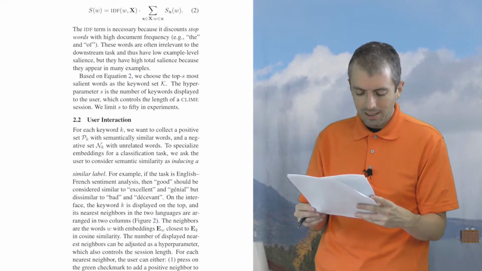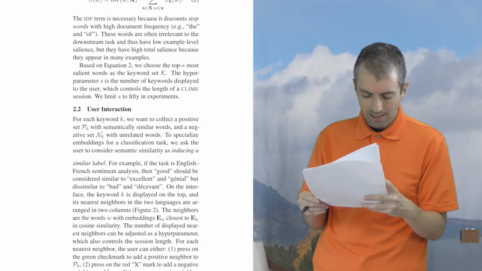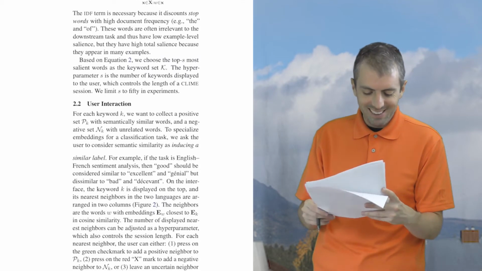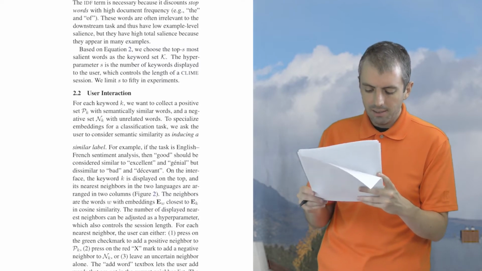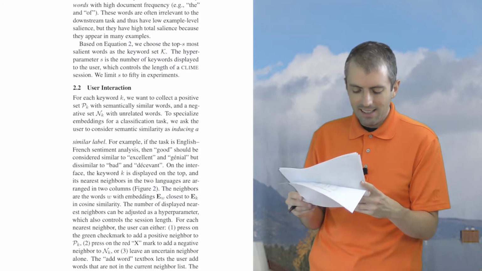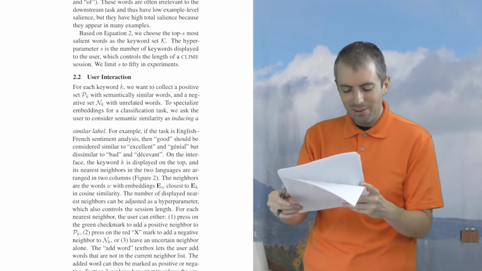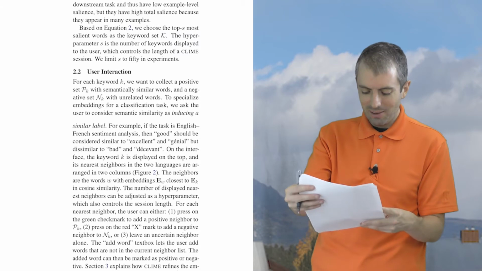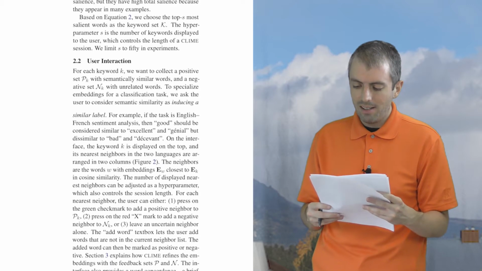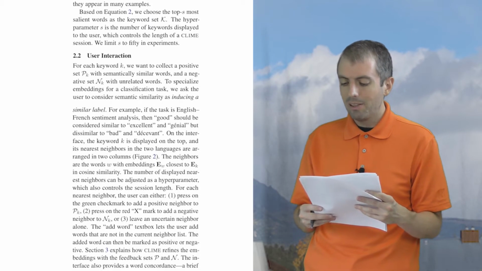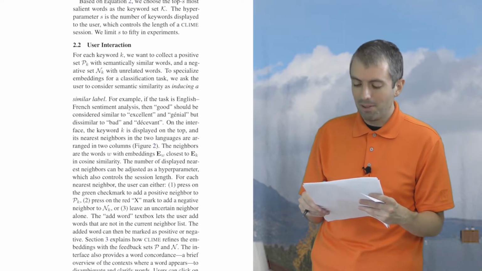To specialize embeddings for a classification task, we ask the user to consider semantic similarity as inducing a similar label. For example, if the task is English-French sentiment analysis, then good should be considered similar to excellent and génial, but dissimilar to bad and décevant. On the interface, keyword K is displayed with its nearest neighbors in the two languages, arranged in two columns, figure 2. The neighbors are the words W with embeddings E of W closer to E of K in cosine similarity. The number of displayed nearest neighbors can be adjusted as hyperparameters.